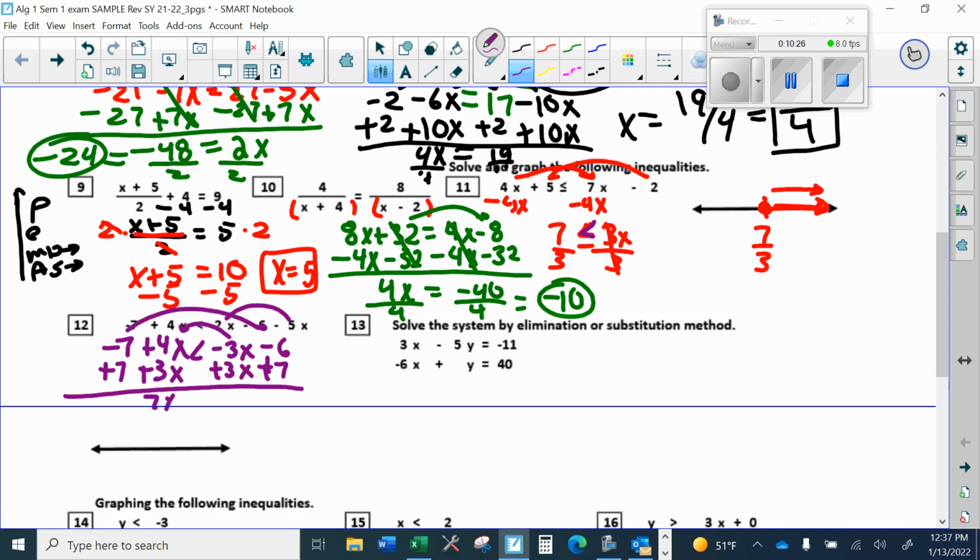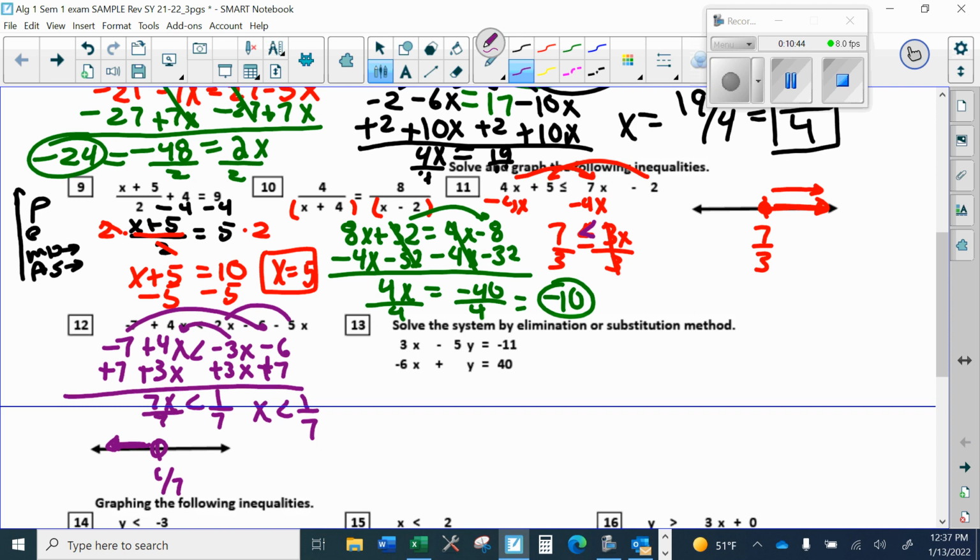Okay, so I have 7x is less than 1. And last step, divide by 7. So x is less than 1/7. Remember, there's no equal sign there, so at 1/7, it's going to have an open circle. And less than is to the left.